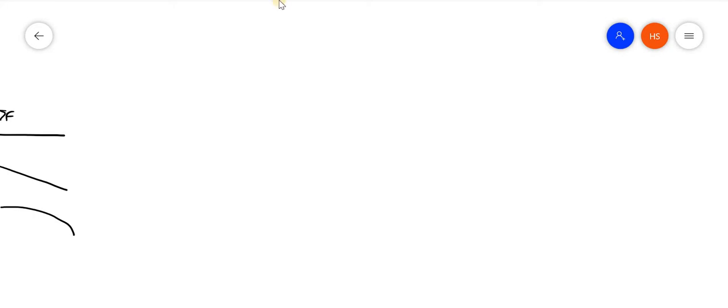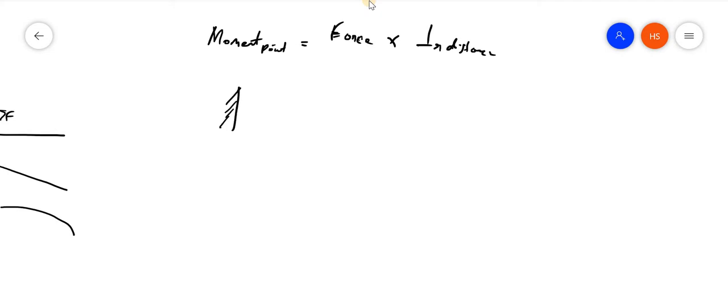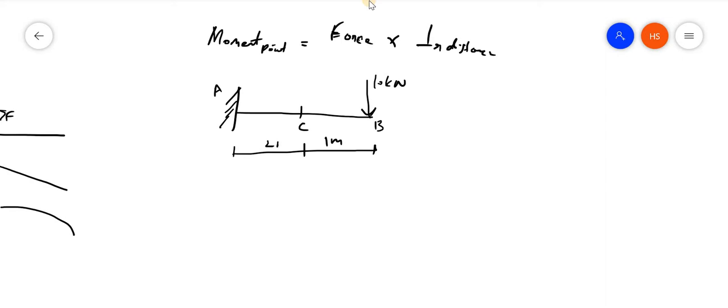So what is meant by bending moment? What is moment? Moment is always represented at a point. Moment at a point is equal to force into perpendicular distance. That is what is meant by moment. Say I have a cantilever like this, where a force of 10 kilonewton is acting at point B. Let the points be A, B, and C, with distances of 1 meter and 2 meter.